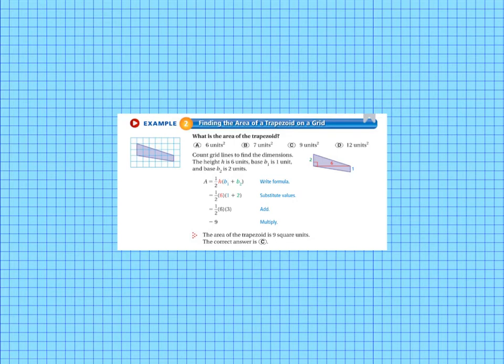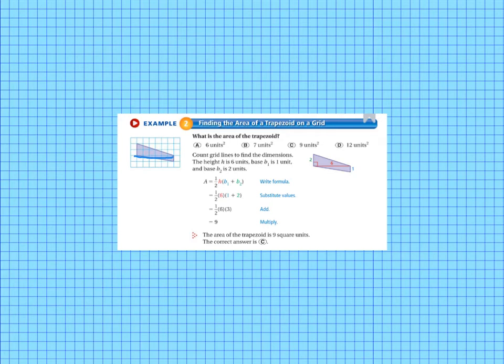The height, so if you were to turn this sideways, it really looks like a length the way it is, but if you were to turn it sideways, the height is 6 units. So we're counting from the left corner over to the right corner, and we're counting the spaces. So 1, 2, 3, 4, 5, 6 spaces. So that's how we get 6 for our height.